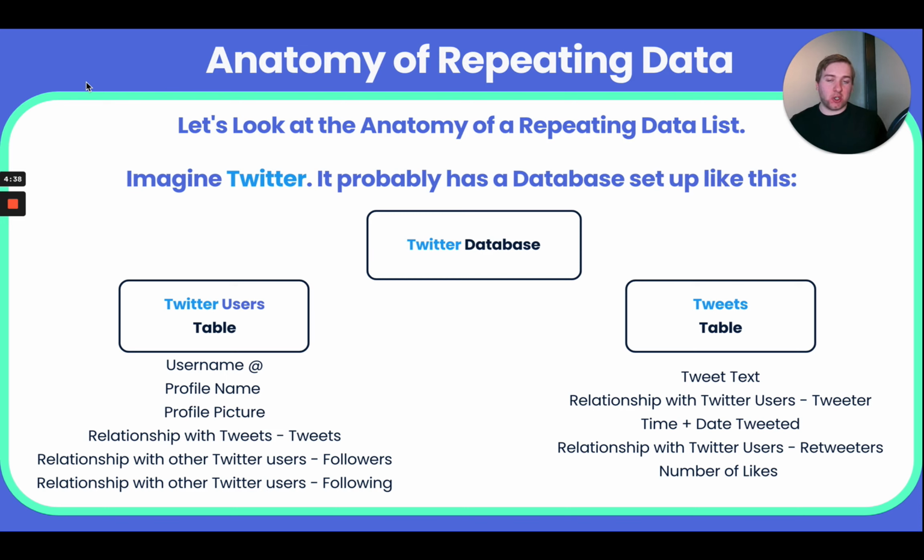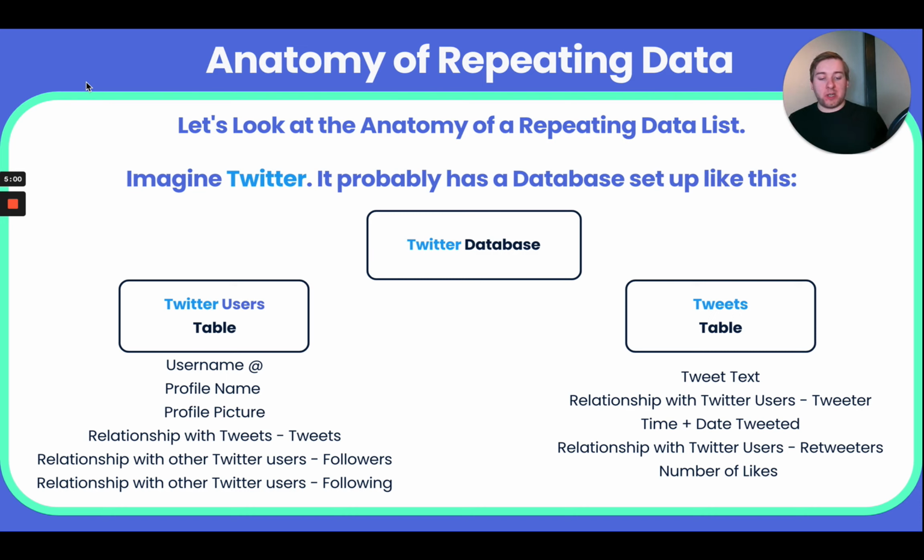Then you're going to have several relationships. You're going to have a relationship with the tweets table to be able to tell which tweets came from this user. You're then going to have a relationship with other Twitter users who are your followers. And then you're going to have a relationship with other Twitter users who you are following. So we've got a few bits of data there, a few basic relationships.